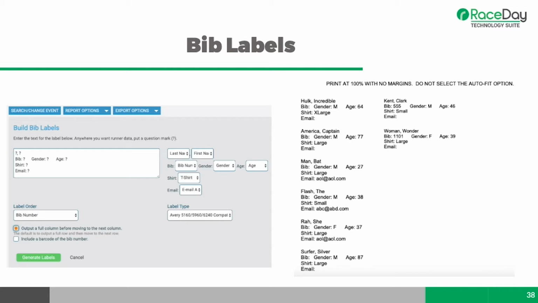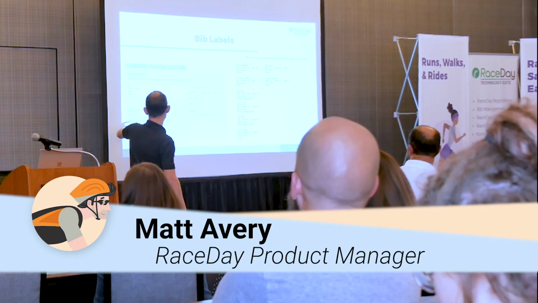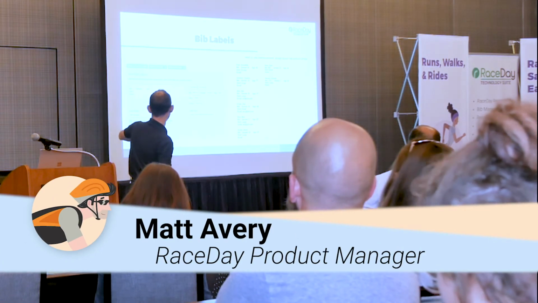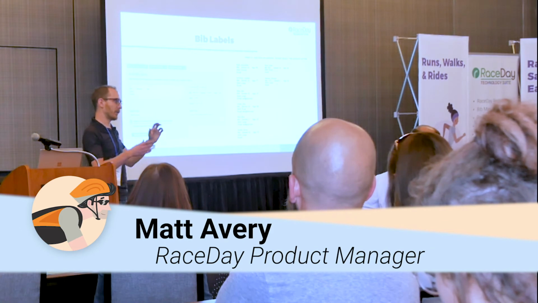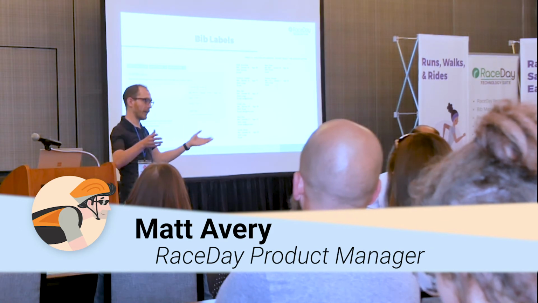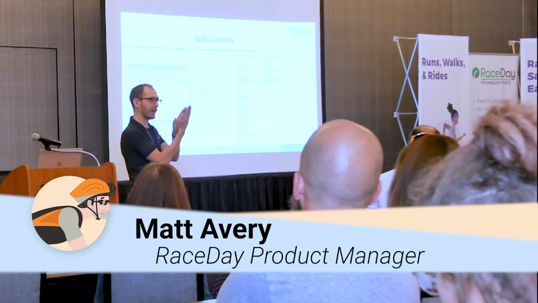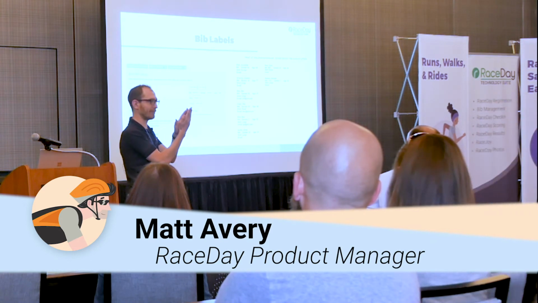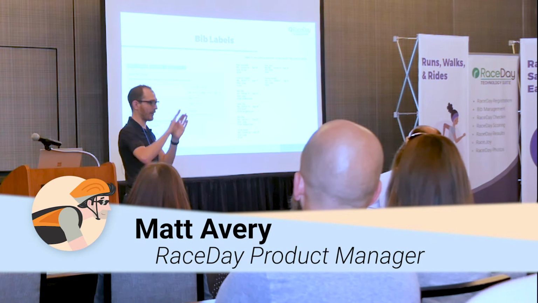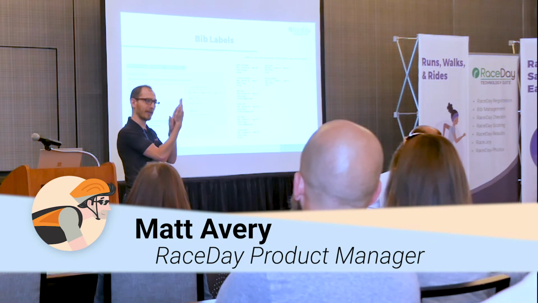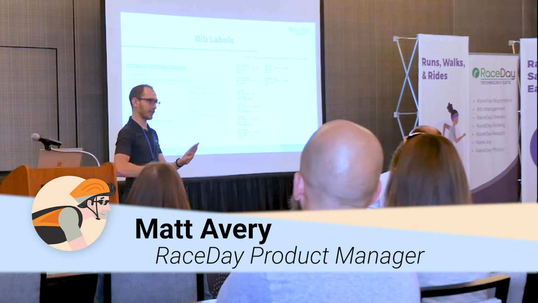So you can put in here and pick which fields you want to show, set the label order, and then I always recommend this setting here, output a full column before moving to the next column. What that does is that if you're using Avery labels that are the 3x10 style, they fold over, and I've labeled, I don't know how many millions of bibs in my life, but it goes so much faster if you flip the one column in and just tick, tick, tick, tick, tick.